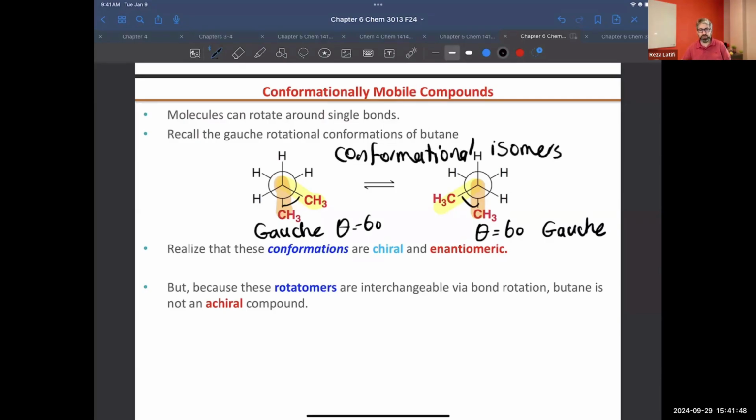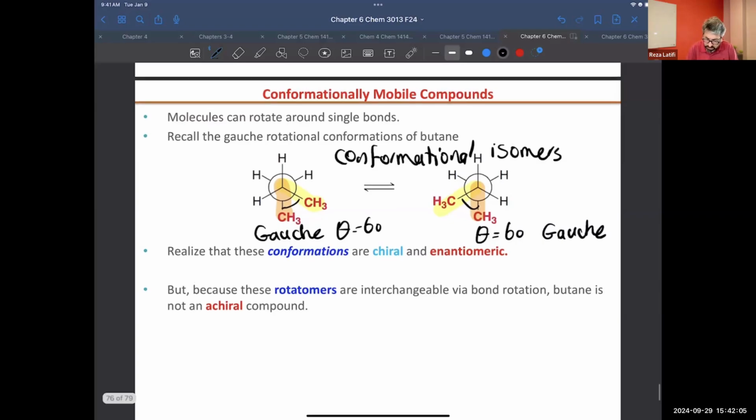Okay. Are they mirror images of each other? Do you have a stereocenter? Do you have an inversion center here? There is no mirror, there is no inversion. Okay, they are a mirror image of each other. If you put a mirror somewhere here, they look like mirror images of each other.